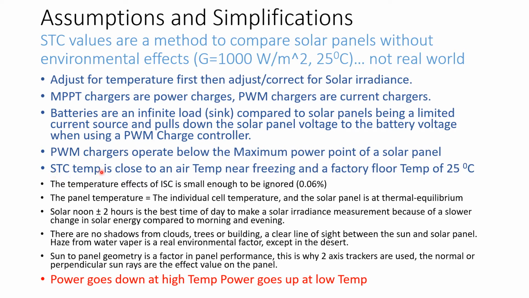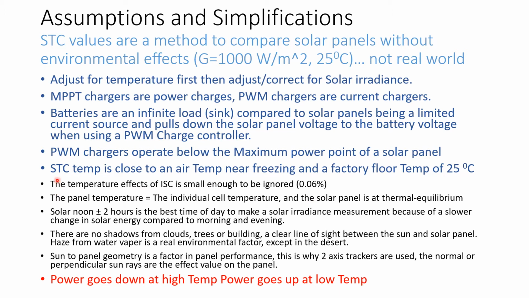The STC temperature is close to air temperature near freezing, 0 degrees C. And it's also close to a factory floor temperature of 25 degrees C at the same time. That's because when you put a solar panel out in the sun, it heats up. And if the air temperature is at 0, it's going to heat up to close to 25 degrees C. And the factory floor temperature being 25 degrees, that's human workable. And they only shine the panel for a fraction of a second, so there's no heating of the panel.